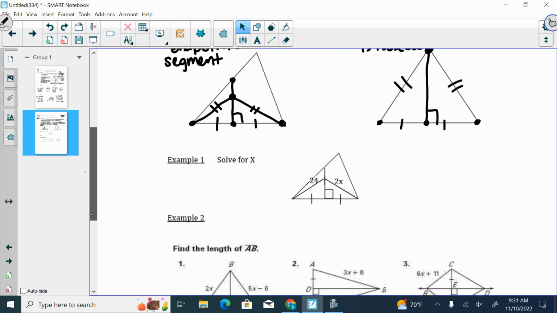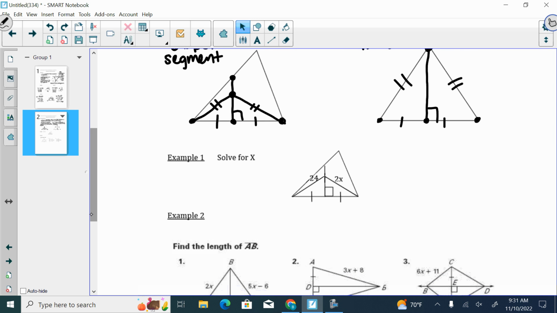All right, on example 1, it says to solve for x, I'm going to name the point that they chose for intersection here. I'm going to call that point B. Okay.